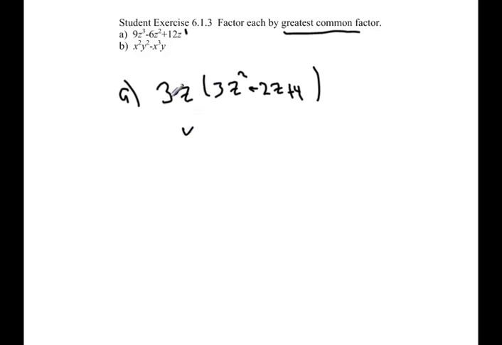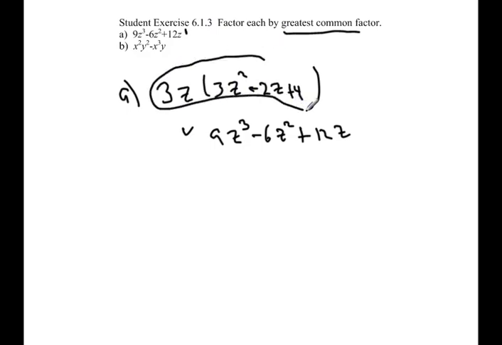Here's the check. 3z times 3z squared: 3 times 3, 9. Z times z squared, add the powers, z to the third. 3z times minus 2z, minus 6. Z times z is z to the second. Plus 3z times 4 is plus 12z, exactly as we had before. So this is our answer.